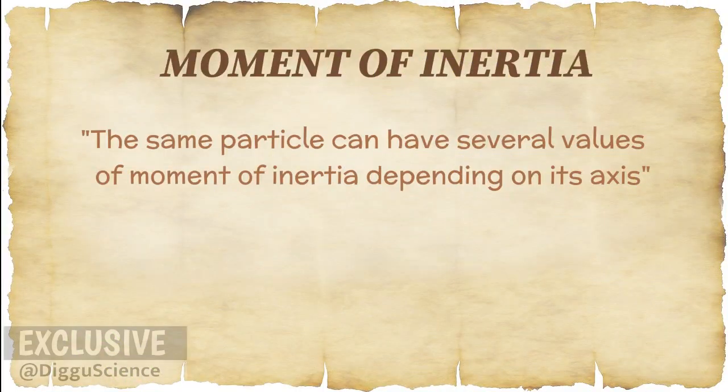From here, we can see that the same particle can have several values of moment of inertia depending on its axis.